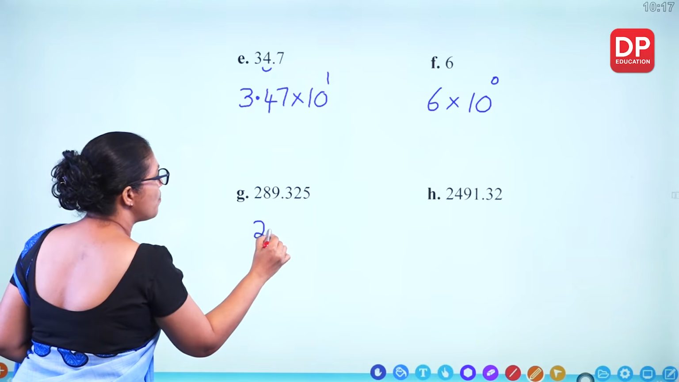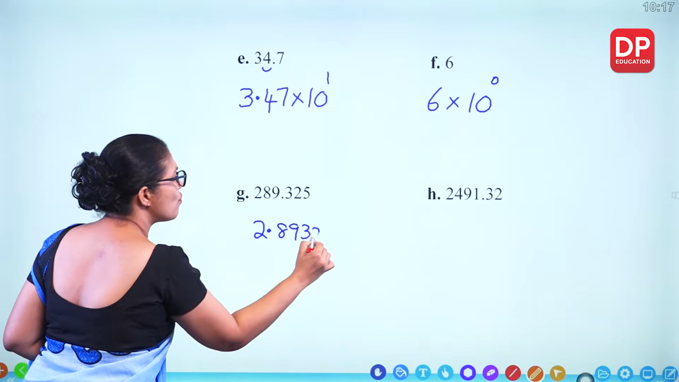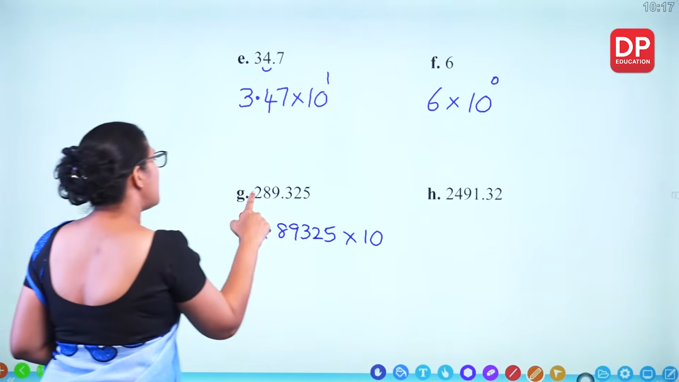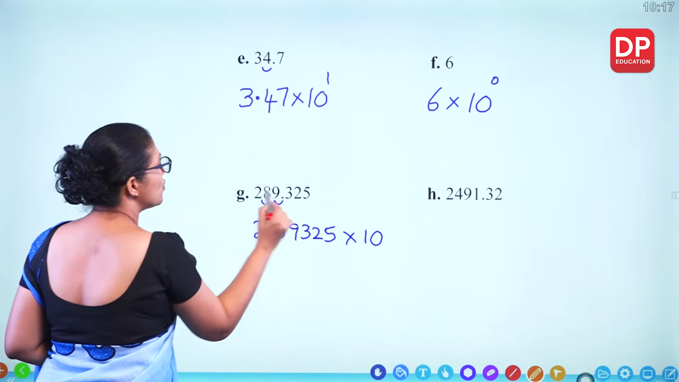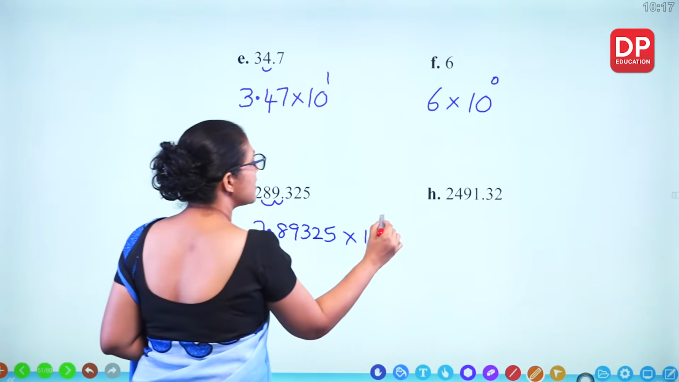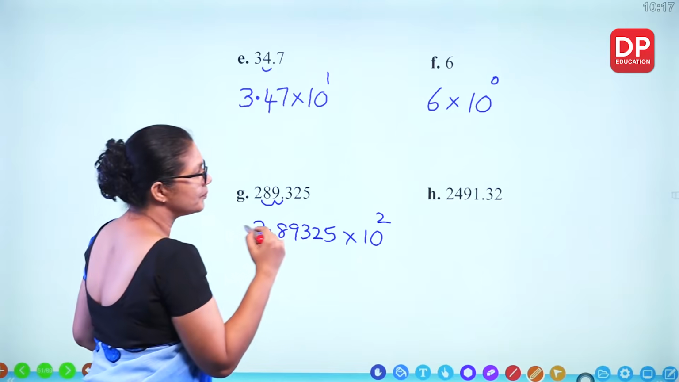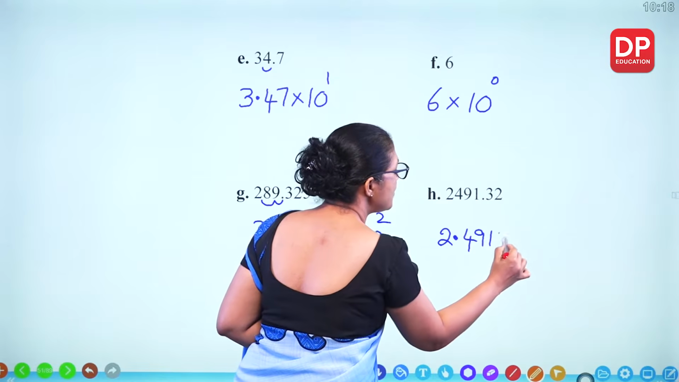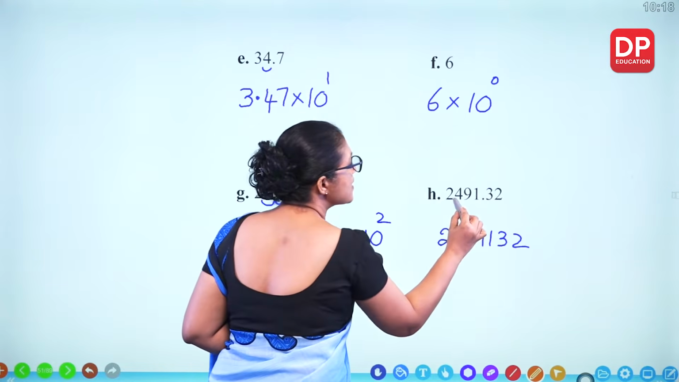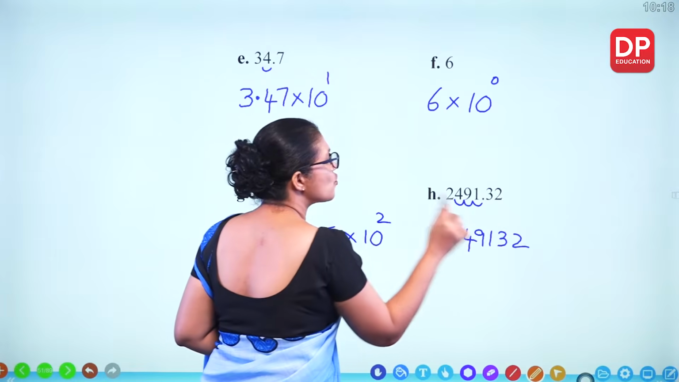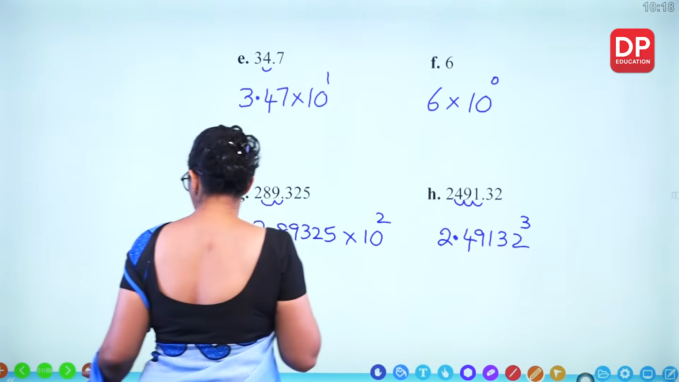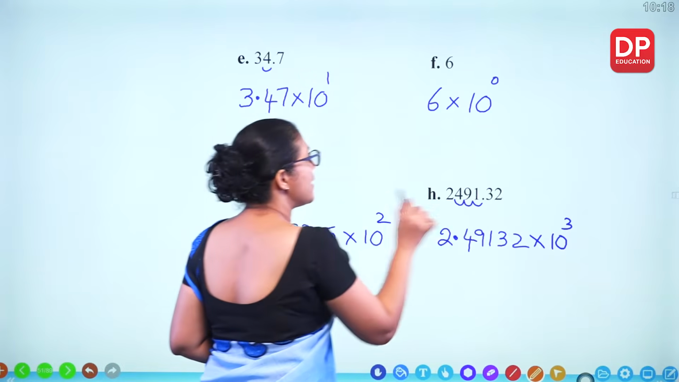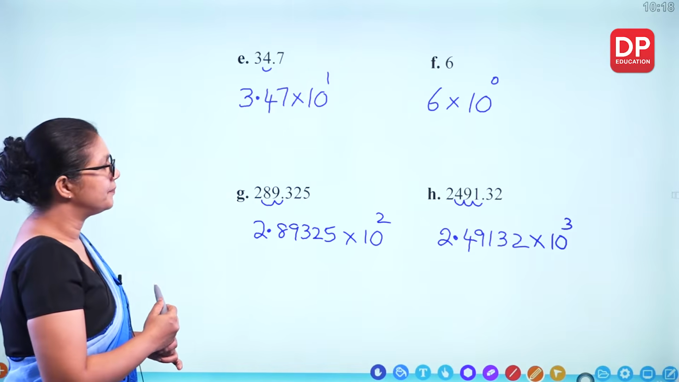Here the number is 2.89325. This is less than 10. What's the decimal places we have to move? 1, 2. 2 places to the right. So positive 2. This one, 2.49132. So how many places? 1, 2, 3 places to the right. So we have to write down 10 to the power 3. 3 places to the right, 10 to the power 3.